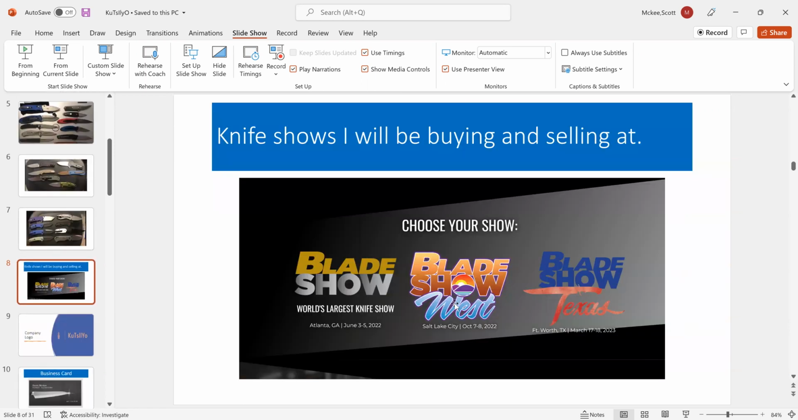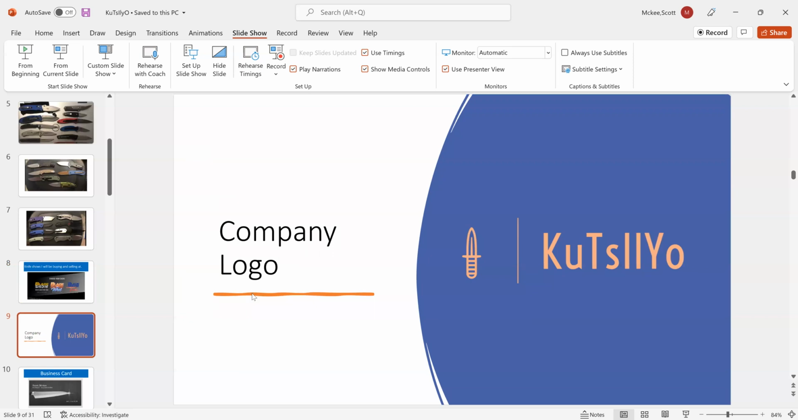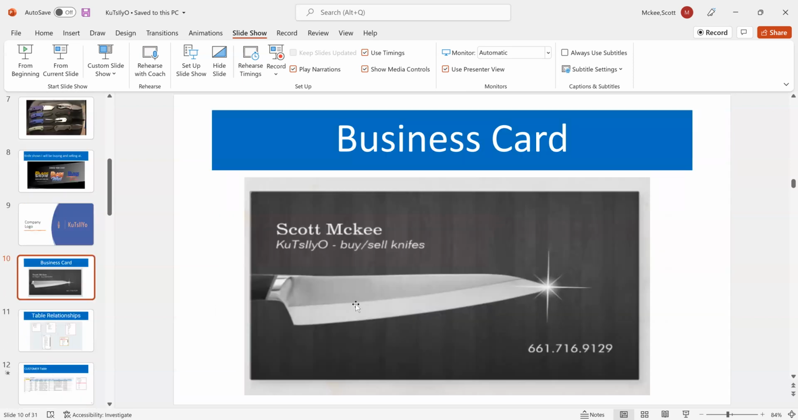There are some trade shows that I will be going to, at least the first two. The third one's a little ways off, so I don't know. I'll have to see what my schedule's like. Here is a company logo. It's kind of cutesy, I guess, with the alternating caps and lower case letters. Here's a business card that I would like to get changed to use the company logo.